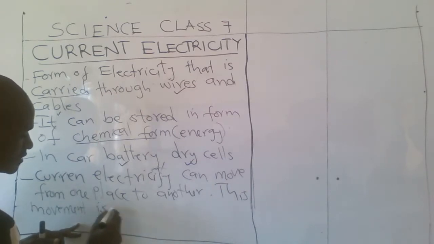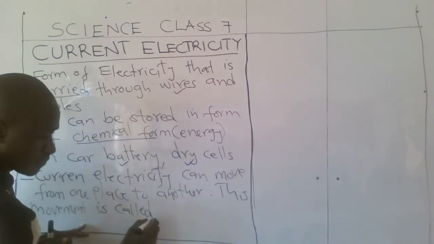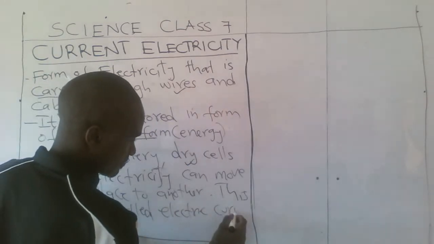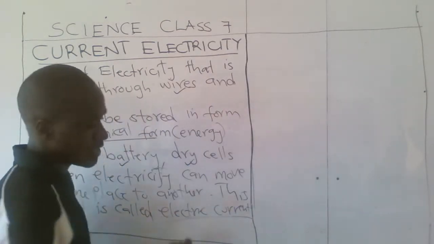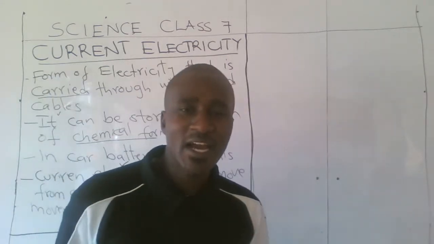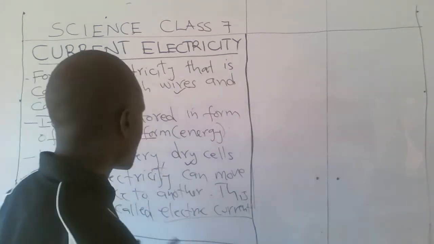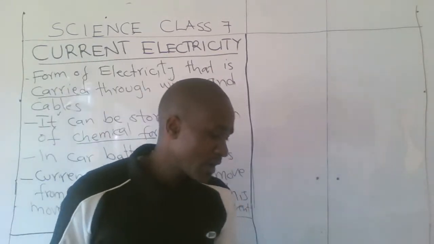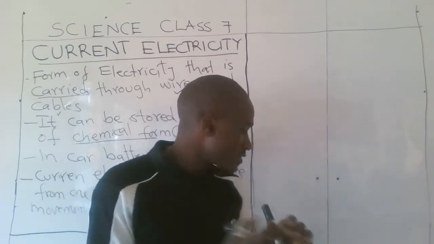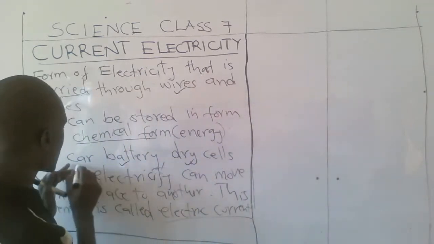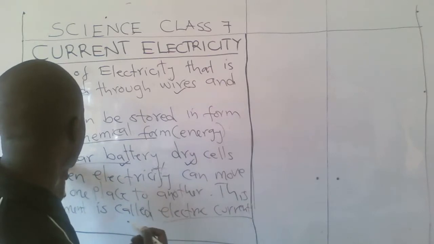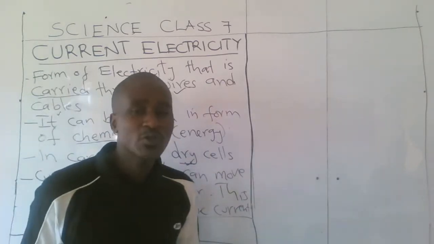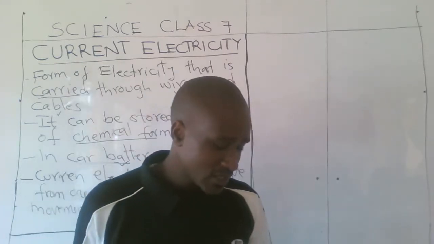is called electric current. So in case you are asked, what is electric current? Electric current is the way through which current electricity moves from one place to another. And bringing you back to the car battery, it can be stored in car batteries and dry cells, and this can also be used to run the devices at our home.